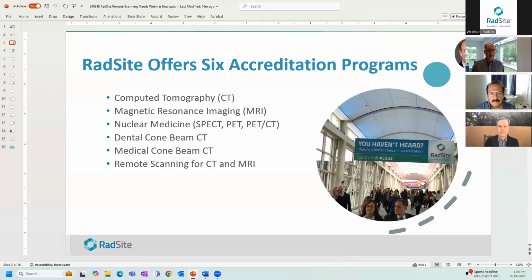So we today have 5 accreditation programs related to advanced diagnostic imaging: 1 for CT, 1 for MRI, and 1 for nuclear medicine, and 2 more for dental cone beam CT and medical cone beam CT.